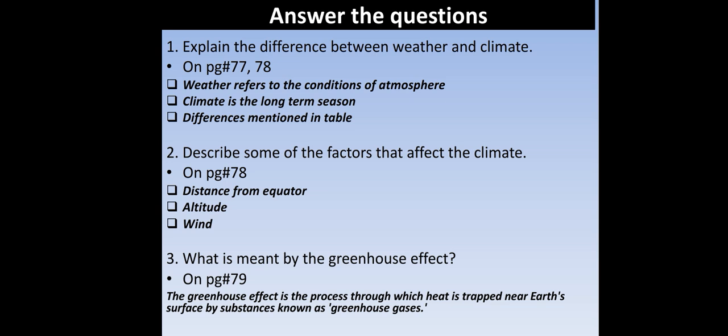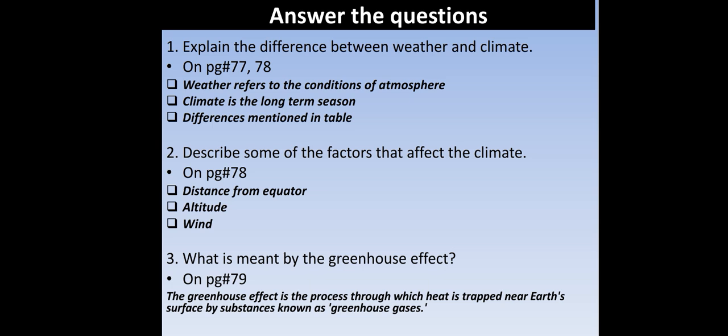Next, explain the difference between weather and climate. You can see page number 77 and 78 also. The weather refers to the condition of the atmosphere, and climate is the long-term season. I have just written the main points, but you can add more explanation from the pages mentioned here, and you could also add the table. You can write all these points in your own words, and on page number 78 there is also a table showing the difference between weather and climate. So you can add that as well for its explanation.